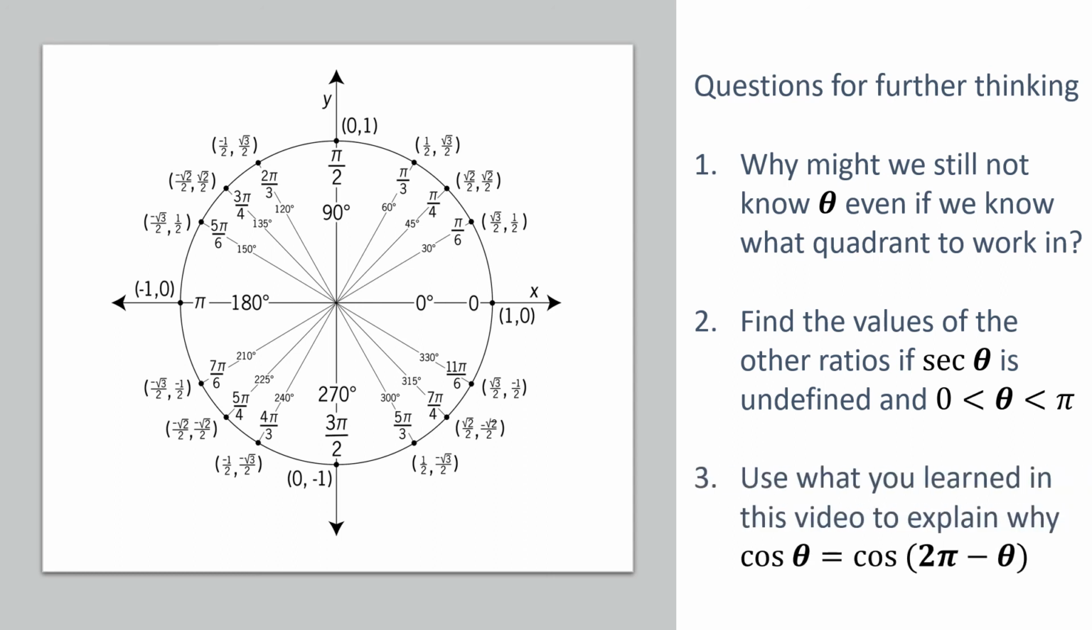And then use this to explain why cosine of theta also equals cosine of 2 pi minus theta. It's interesting, you can think about this geometrically, about when cosine is positive and when cosine is negative. That explains why this happens.